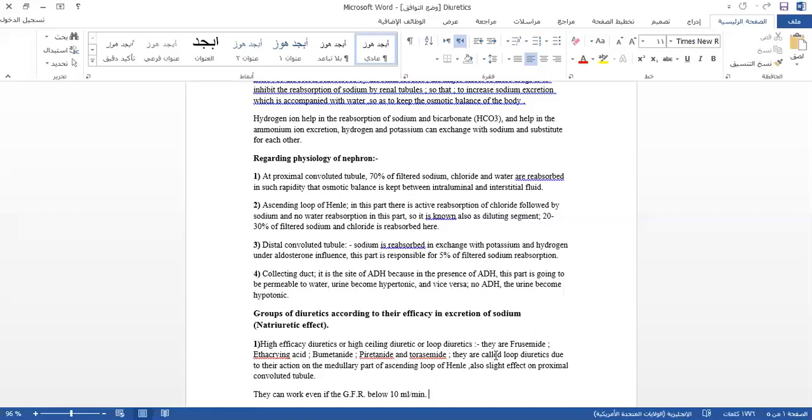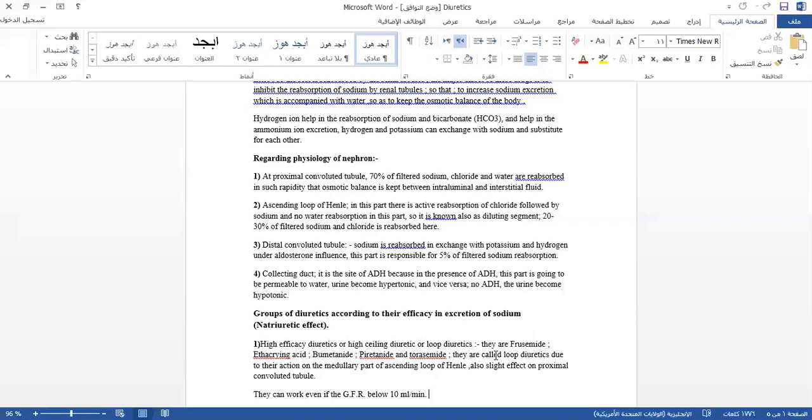So our aim in today's lecture is the groups of diuretics according to their efficacy in excretion of sodium, which is called the natriuretic effect. They are classified into high efficacy diuretics, or high ceiling diuretics, also called loop diuretics. They are furosemide, ethacrynic acid, bumetanide, piretanide, and torsemide. The prototype is furosemide, whose trade name is Lasix.